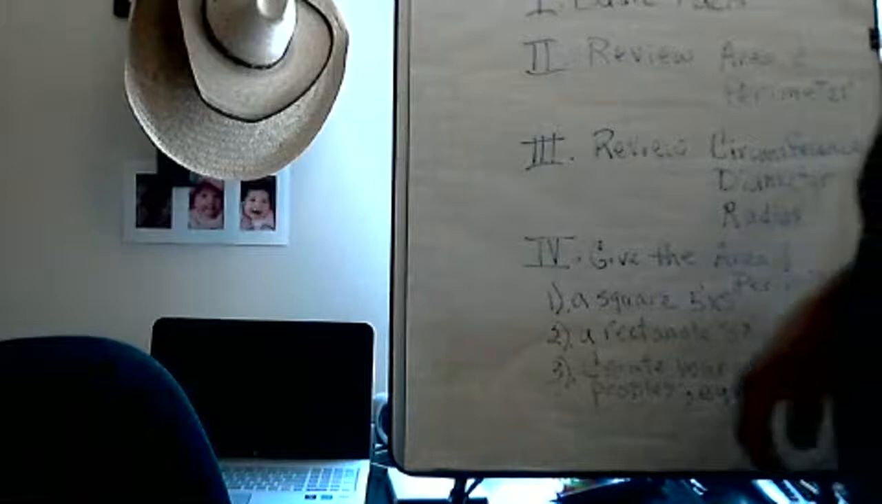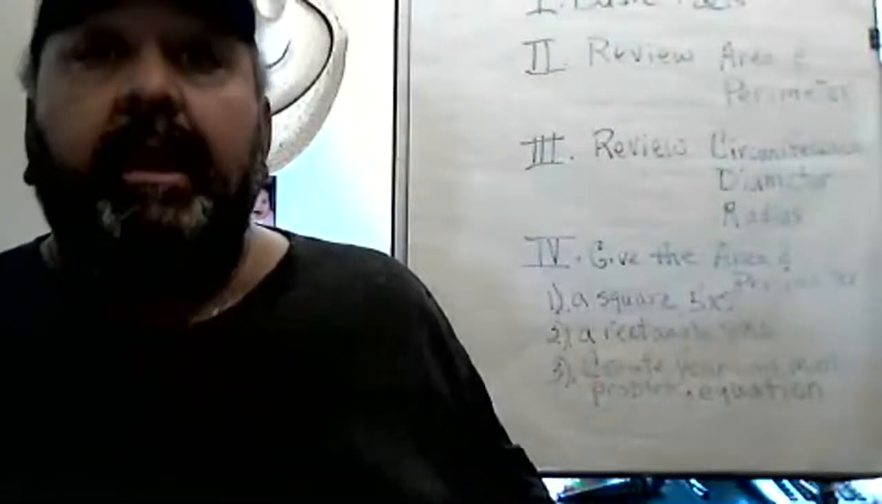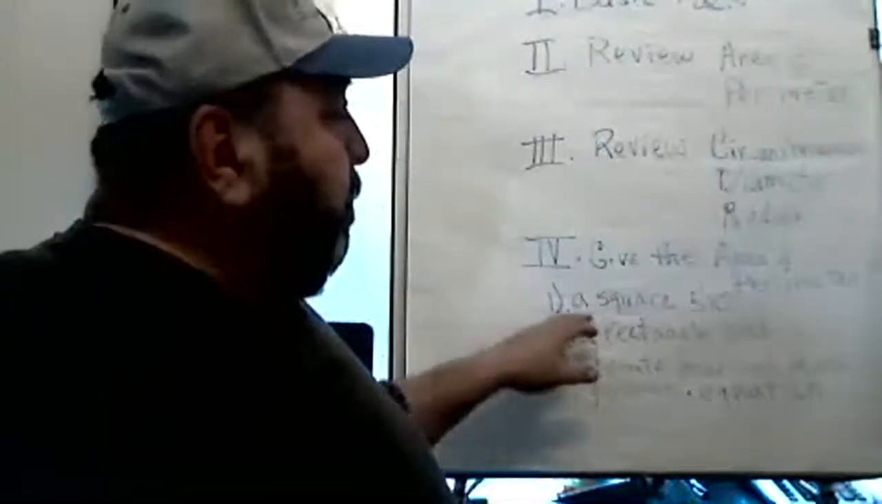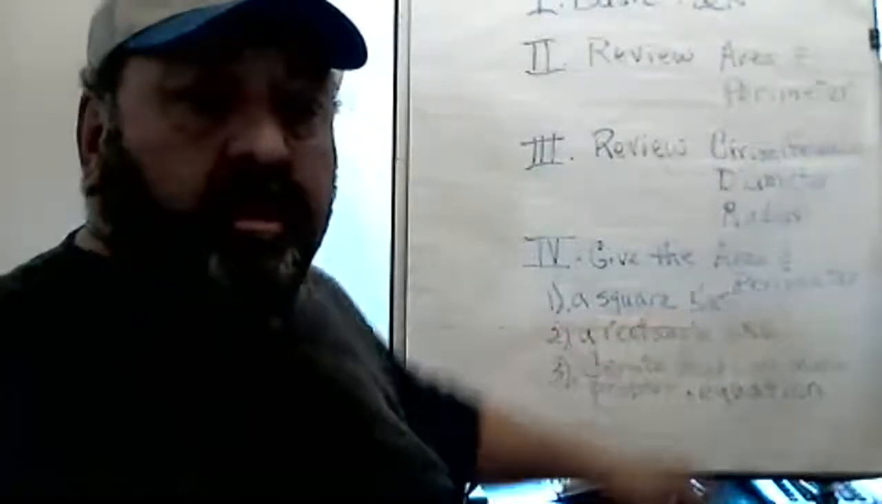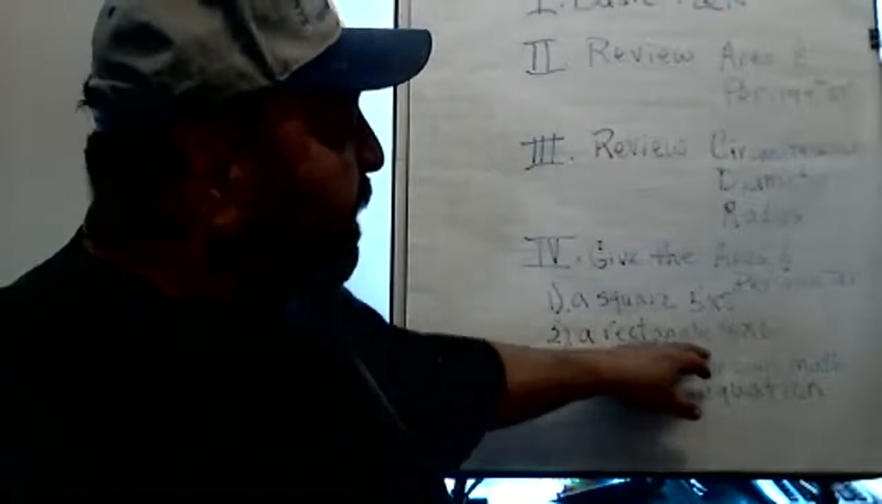Here they are down at the bottom here. Let's see if I can get my camera down a little lower there. There we go. So, question 1. I have a square that's 5 foot by 5 foot. I want you to give me the area and the perimeter for a square 5 by 5. Then I want you to do the same for a rectangle that's 8 inches by 6 inches.